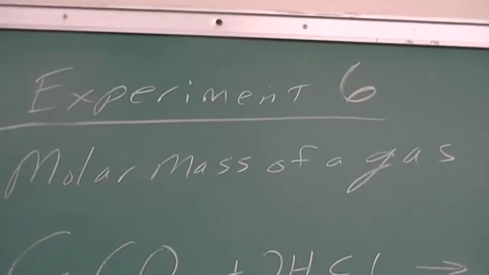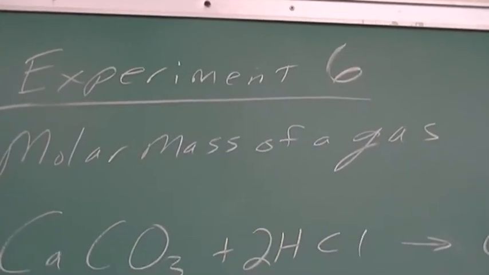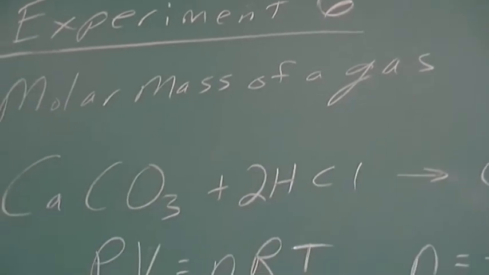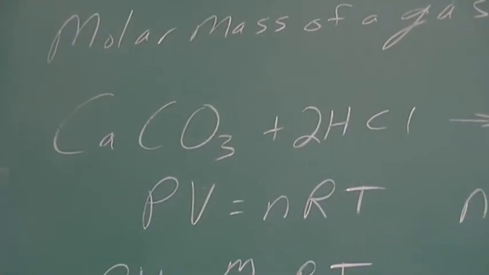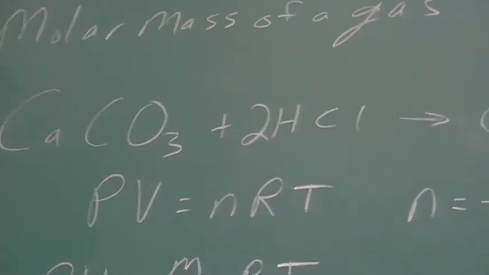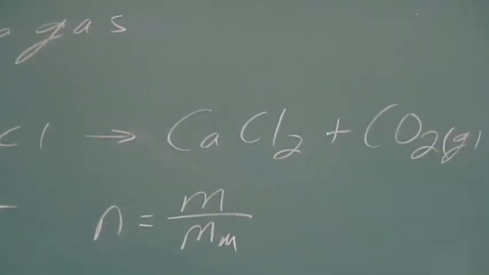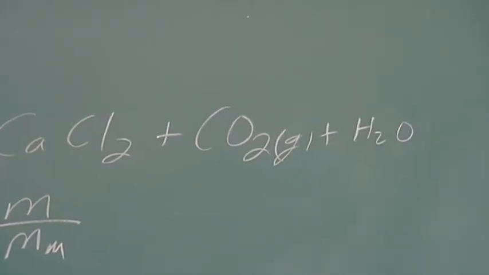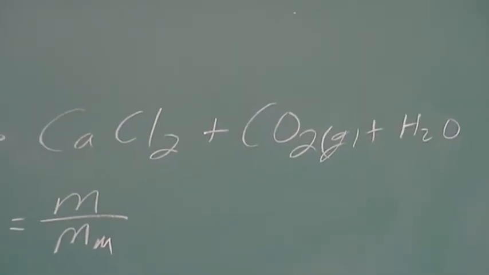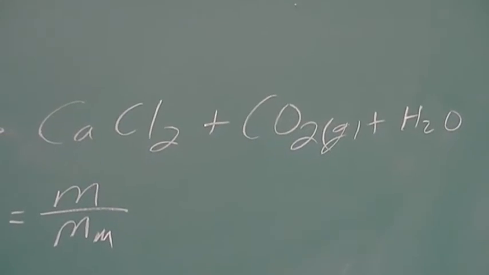Okay, today we're going to do experiment 6, which is molar mass of a gas. We are going to take marble chips, which is calcium carbonate, and react that with hydrochloric acid, and that is going to produce calcium chloride, CO2 gas, and water. So the gas that we are calculating the molar mass of is CO2.